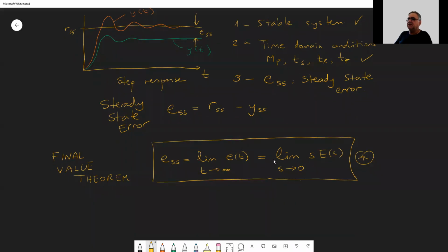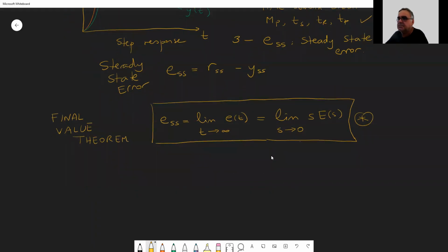But remember that this is true only if the system is stable. You cannot apply the final value theorem if the system is not stable in the first place. You have to assume or, let's say, guarantee stability in order to be able to use the final value theorem for your system.